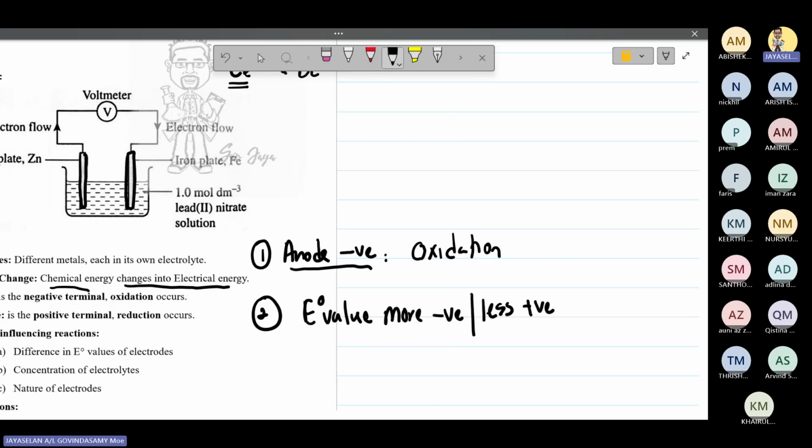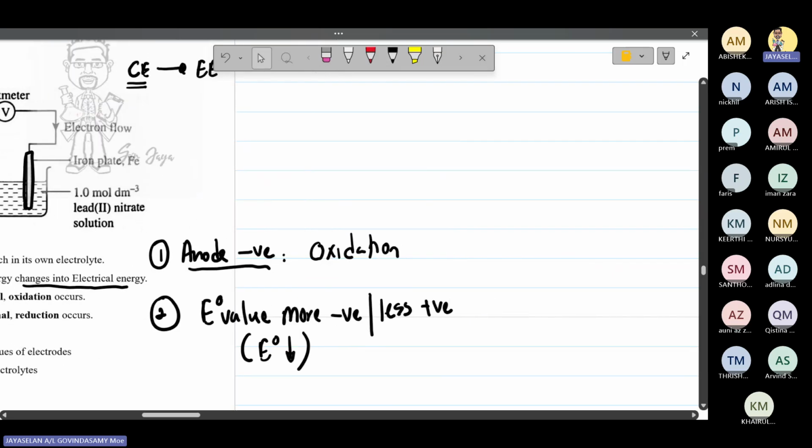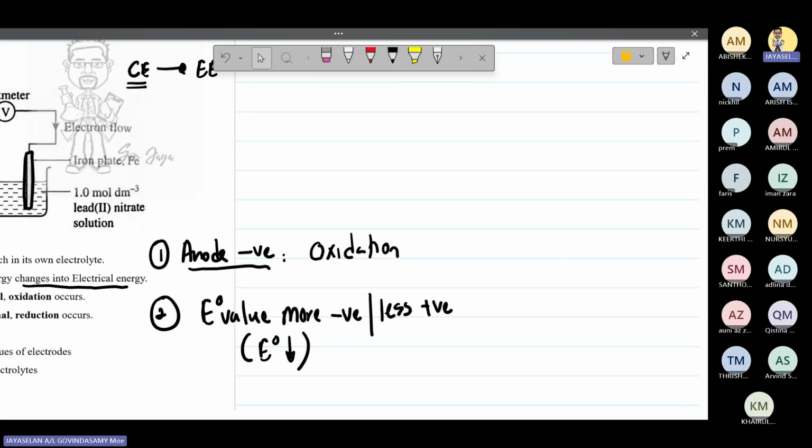Sir, saya tak faham apa benda ni. You pilih E naught value paling rendah. Itu je. Can understand? Ini point number 2. Anode oxidation. You pilih E naught value more negative, less positive. Indirectly please remember E naught value rendah.